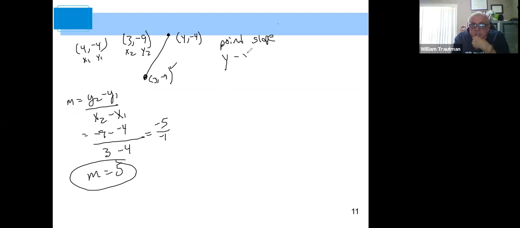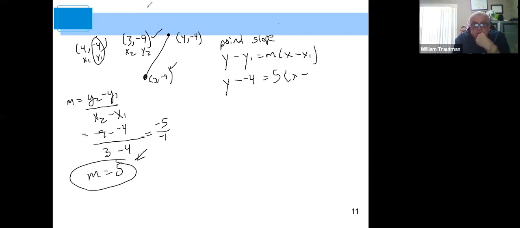It's y minus y1 equals the slope times x minus x1. So y minus y1 was -4. The slope we got was 5. X minus x1, which is x1. Oh, I wanted to use this one. I said I was going to use this one. I'm sorry. I think that's the one the book used. If not, we should still get the same answer. It doesn't matter which one we use.